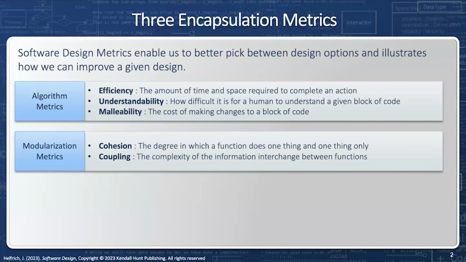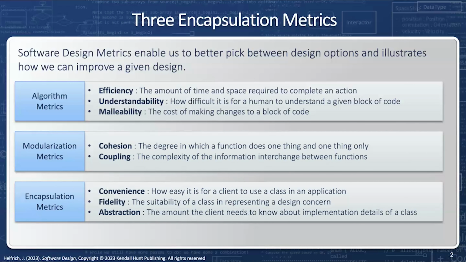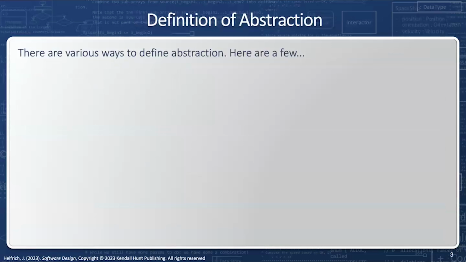Now, we also have encapsulation metrics. The first of these is convenience, how easy it is for the client to use an application. The next is fidelity, the suitability of the class in representing the design concerns. Now notice convenience is about the public methods. Fidelity is about the attributes. But now encapsulation, that is our third design metric. And this is the amount the client needs to know about the implementation details of a class. So let's talk about that.